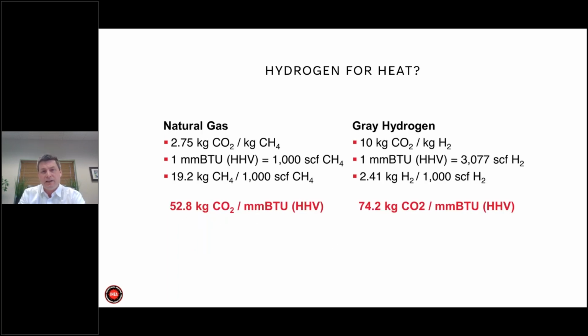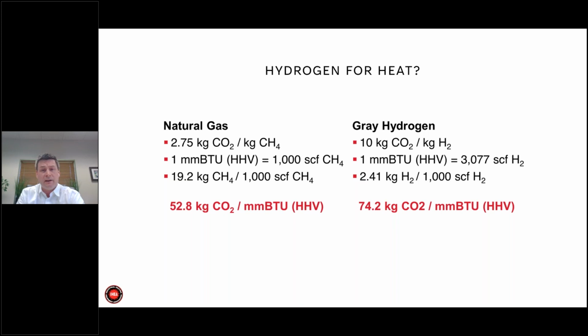And here's just a slide for hydrogen for heat. This is a big thing these days. Everybody's talking about blending hydrogen into natural gas lines or using hydrogen for heat. Today, it's not there. You're going to emit about 50% more carbon burning hydrogen than if you burn natural gas. Now, as more green forms of hydrogen become available, that number is going to decrease. So maybe it becomes less than natural gas.